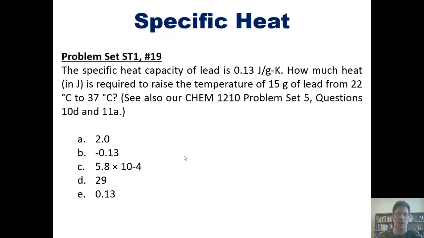Let's take a look then at another one. The specific heat capacity of lead is this number. How much heat in joules is required to raise the temperature of 15 grams of lead from 22 C to 37 C? Now, I'm not going to do this for you, but I invite you to remember that we're going to use the equation for specific heat that I just showed you. In this particular case, the one thing that is not known is the numerator in joules on top. So you can throw in all of the other numbers into that equation and then solve for joules, and it should give you the answer.